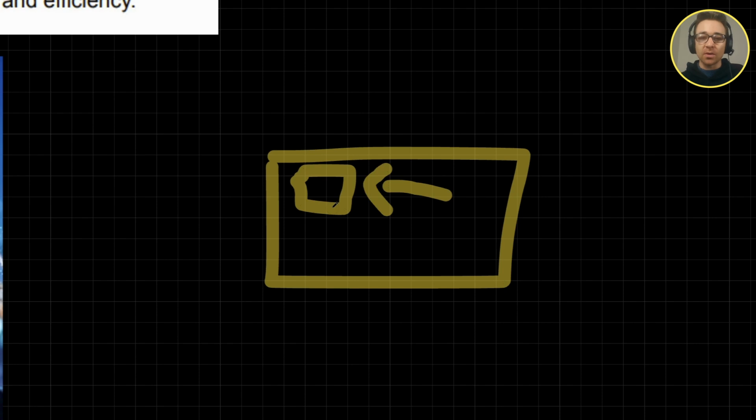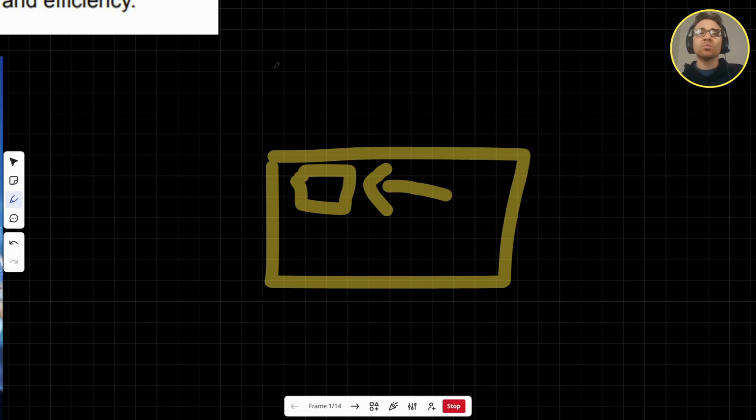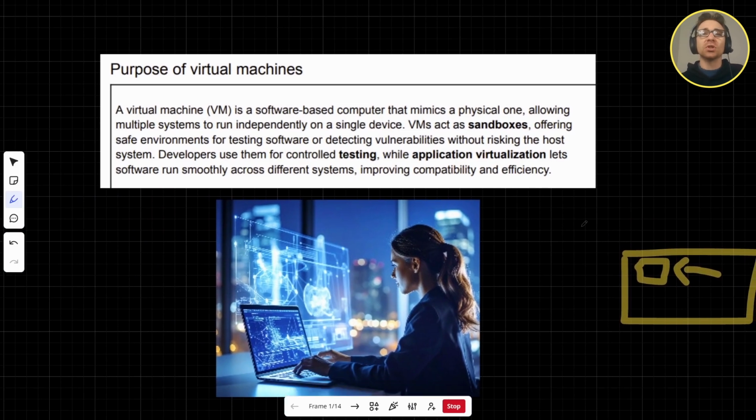So some reasons you may want to do this, right? Maybe you have a Windows computer, but you actually want to run some Mac applications. You don't have to go out and buy a Mac. No, you can install a Mac virtual machine on your Windows computer to run those applications, right? Just as an example. So that's briefly speaking what a virtual machine is.